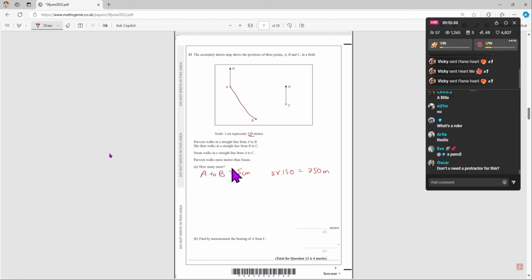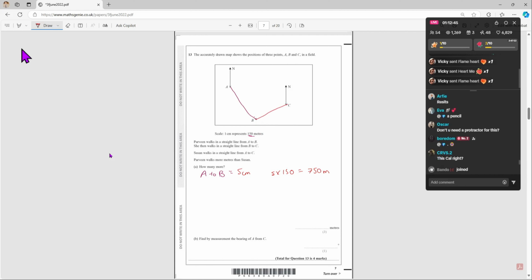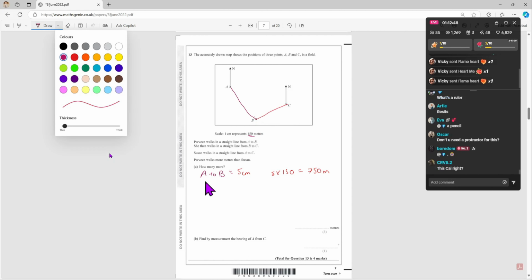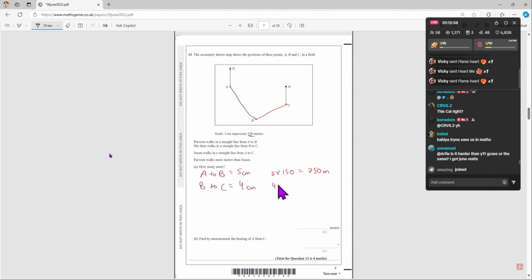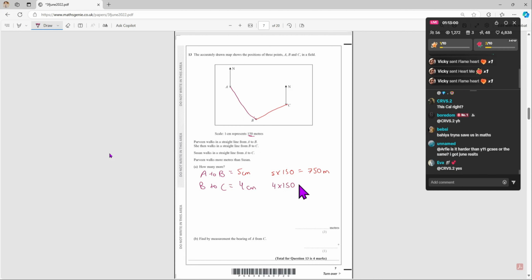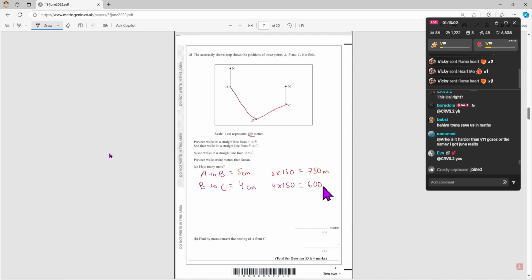And then what we're going to do is work out from B to C, because she walks in a straight line from B to C. So we quickly draw from B to C like that. From B to C, you measure with the ruler again, and you will get 4 centimeters. B to C is going to be 4 centimeters. Then you're going to do 4 times 150. You will get 600 meters.